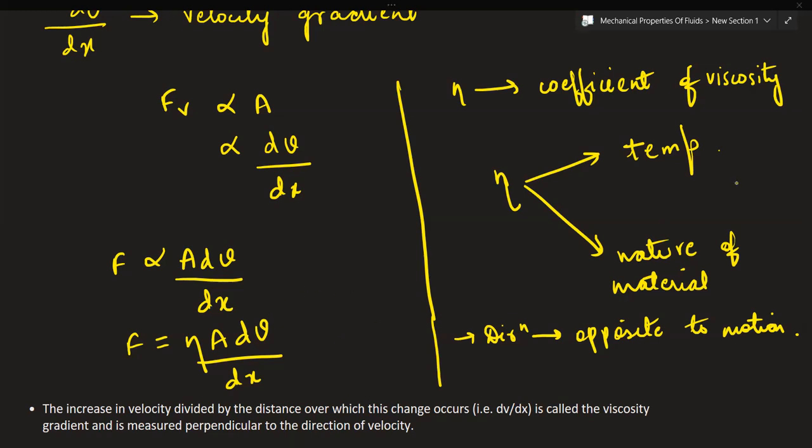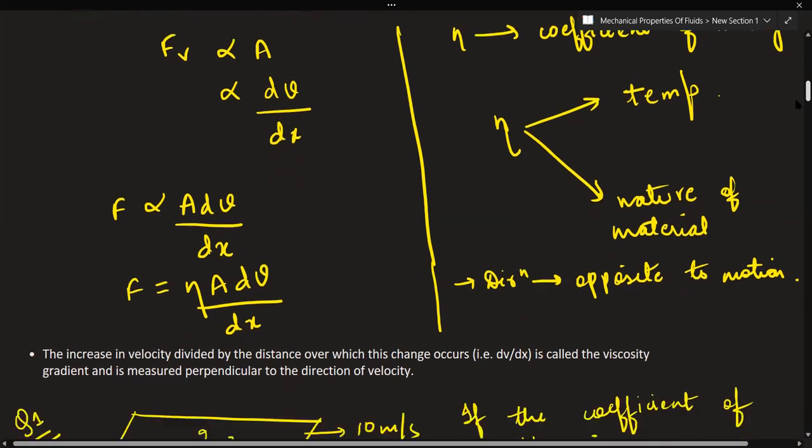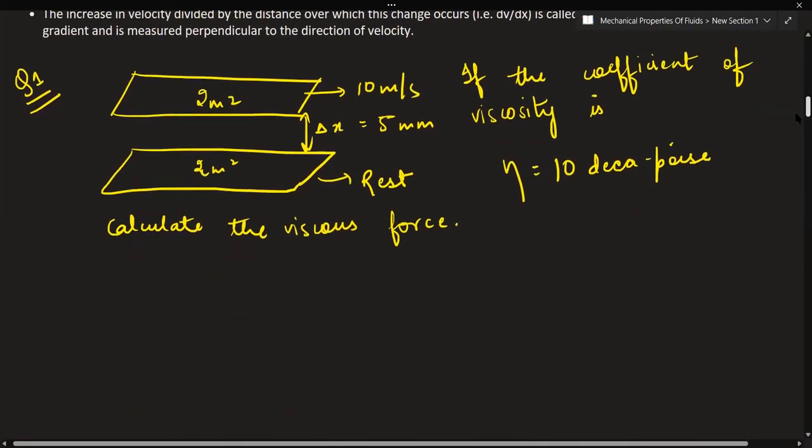Okay. See, just do a very small, easy numerical based on this only. The same formula will be used. These are the two layers. This is the area of the layer. This one is moving with 10 meter per second. This is at rest, the second layer. And the distance between them is 5 millimeters. So coefficient of viscosity is 10 decapoise. Decapoise is already in SI unit, so don't convert it. Now using the above formula, calculate the viscous force. Just put the data in the formula.